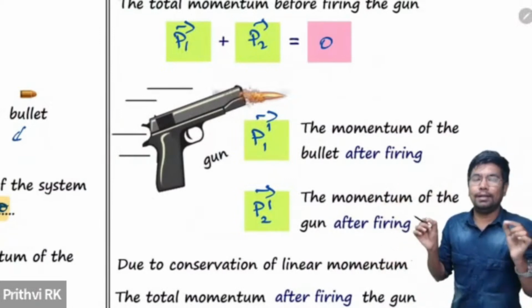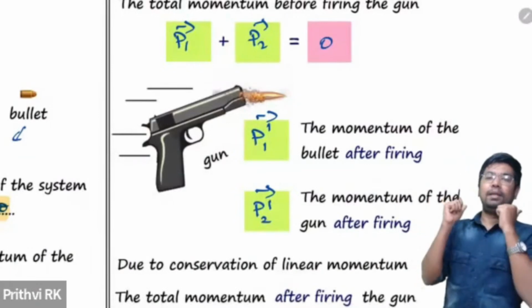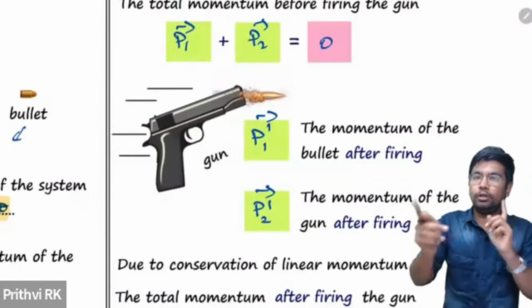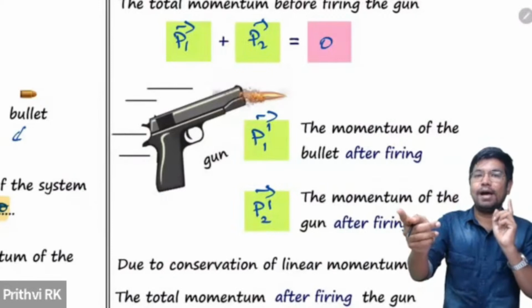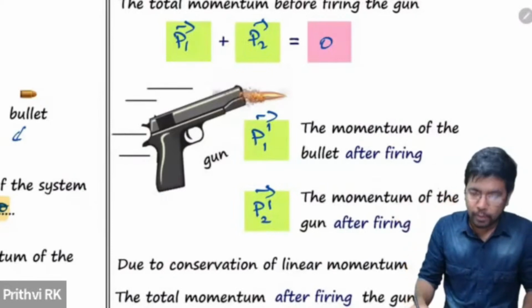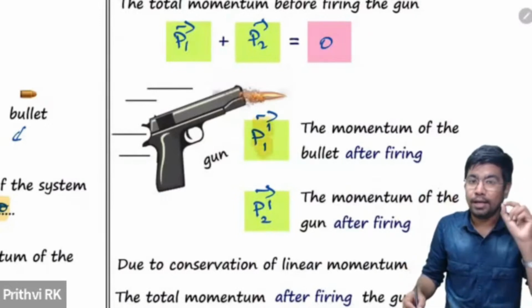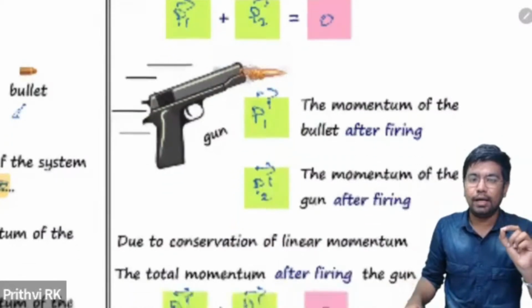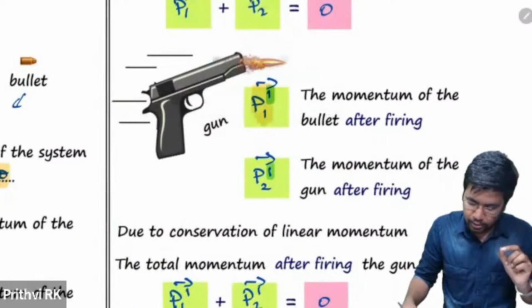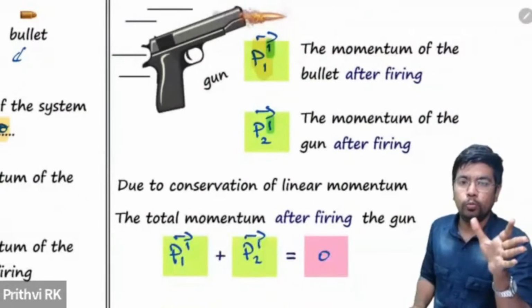But the recoil happens in the backward direction, whereas the bullet moves in the forward direction, which means both momenta are in different directions. When you add them, they give some new momentum, which is p1 dash vector and p2 dash vector. Last time we just wrote it as p1 vector; here we put a dash. These are the two new momentums.